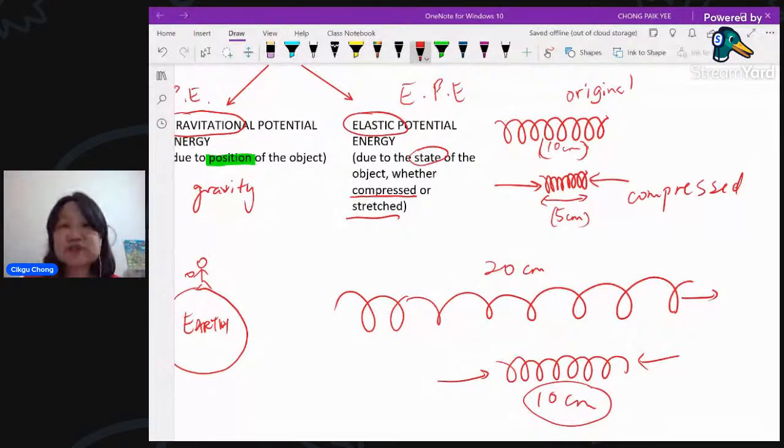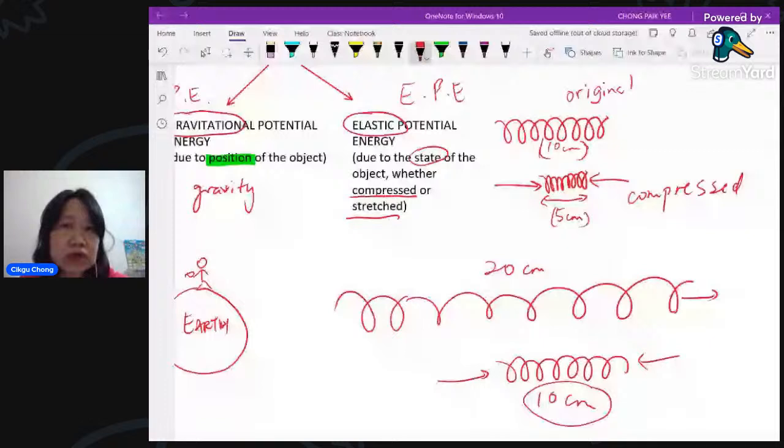Just like your children's toy, inside there's a spring, isn't it? When you are turning the key, you turn the toy until you cannot turn anymore. The spring is turning tighter and tighter, so it stores a lot of energy. Once you put the toy on the floor, the spring is going to go back to original, so it's going to open up, and the spring opening up turns the wheel. That's why your car can move. So this is E.P.E. Now let's see how to calculate the E.P.E. stored inside the spring.